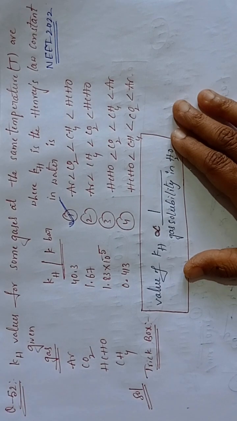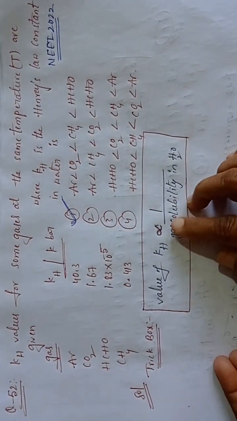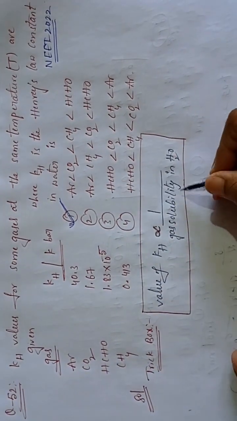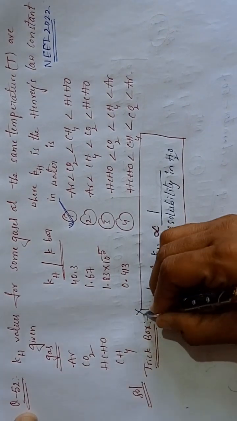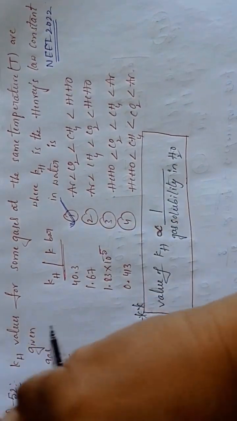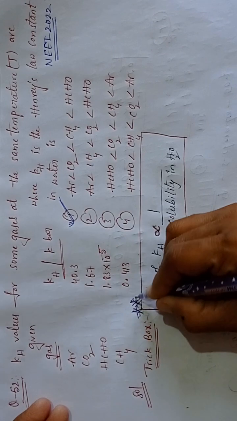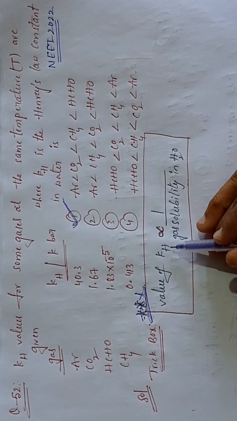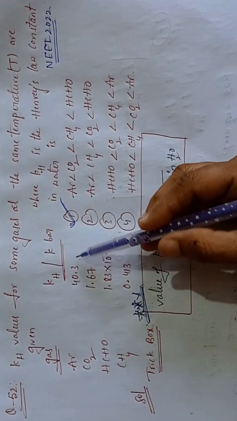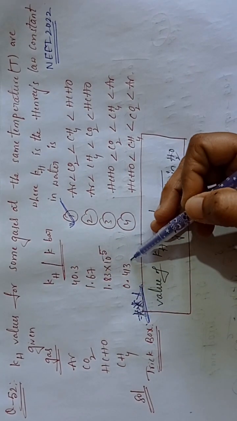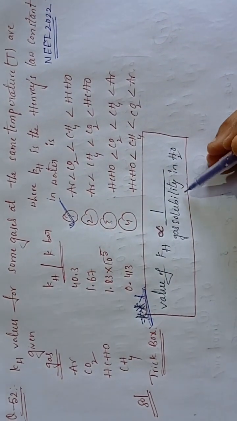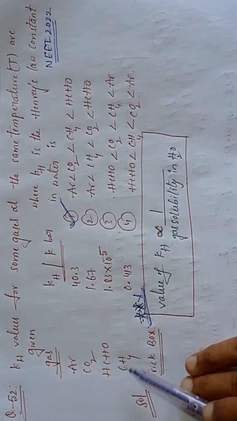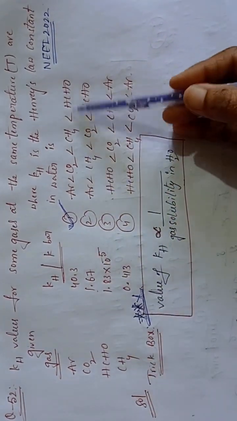So here also you have to remember the trick box. The value of KH is directly proportional to 1 by the gas solubility in water, students. Now you have to practice this one. This is the trick box, Henry's law constant. Now see, the gas with the more KH value has less solubility in water. Are you understanding? So here also increasing order is given.